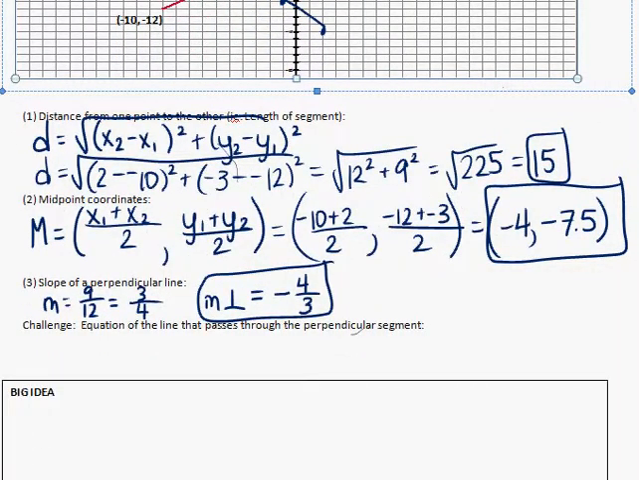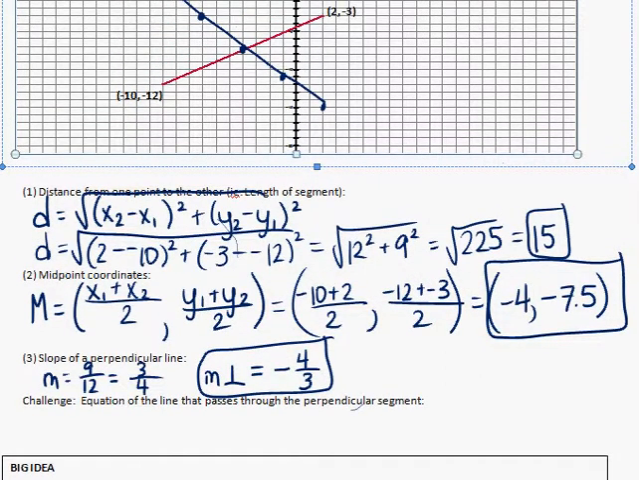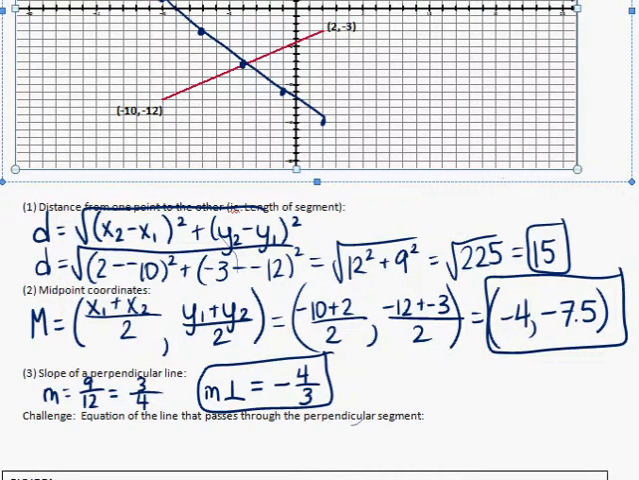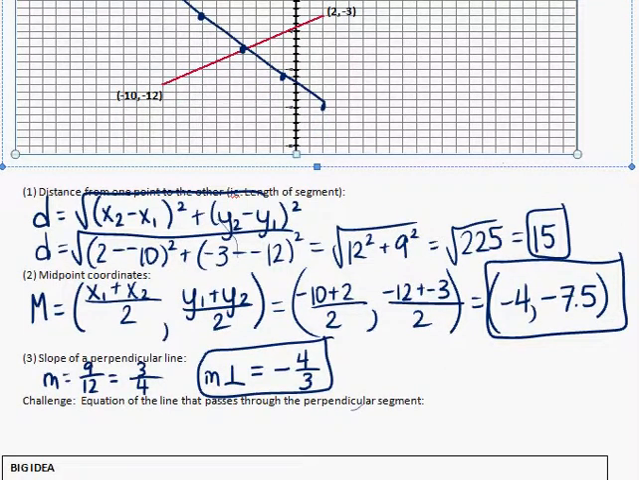Finally, the last thing that I'm asked to do is to write an equation of the line that passes through the perpendicular segment. I'm pretty sure that what that's actually asking me to do is just to write the equation of my perpendicular line segment. So what I can do is I can choose any point that's on the line, and I can use my slope, and I can write my equation in point-slope form.